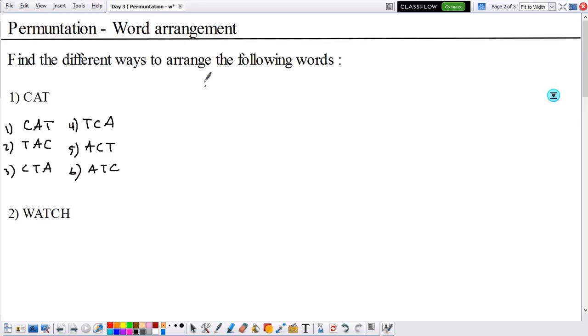Now, in mathematics, there's a rule that says that if you want to find how many ways you can rearrange any word, that is equal to just n factorial, where n is how many letters are in the word.